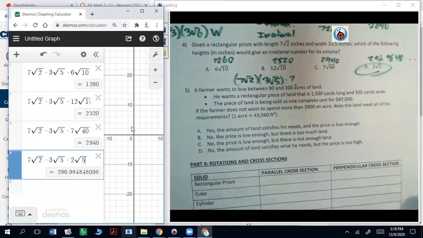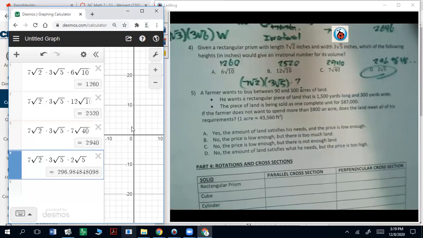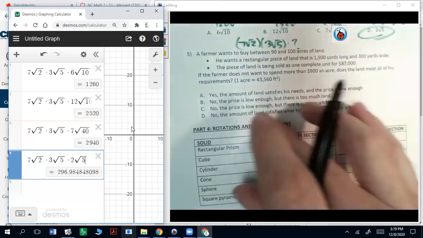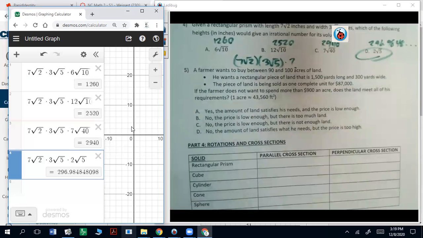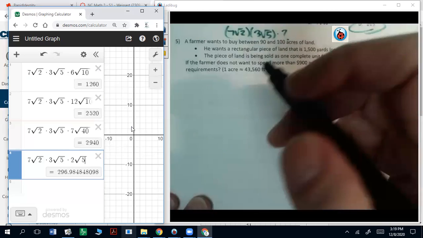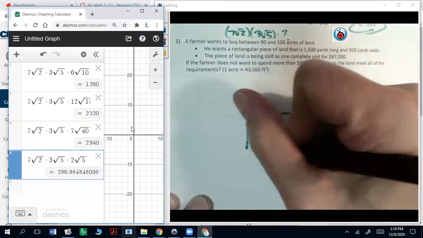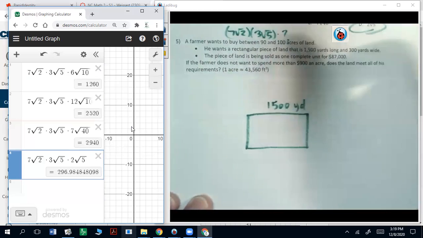All right, so the last part here, talking about a farmer in the land. The farmer wants to buy between 90 and 100 acres of land. He wants a rectangular piece of land that is 1,500 yards long and 300 yards wide. I'm going to model this on a separate sheet of paper. So we've got a rectangular piece of land that is 1,500 yards long and 300 yards wide.